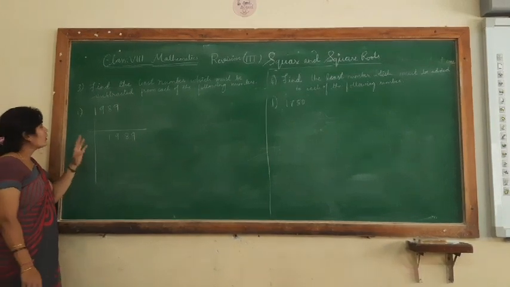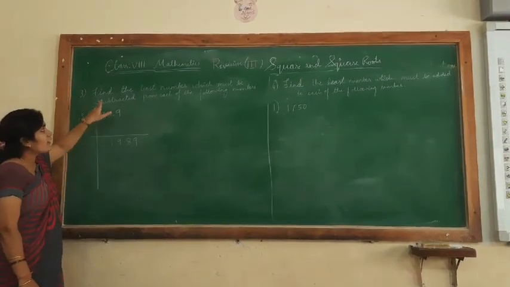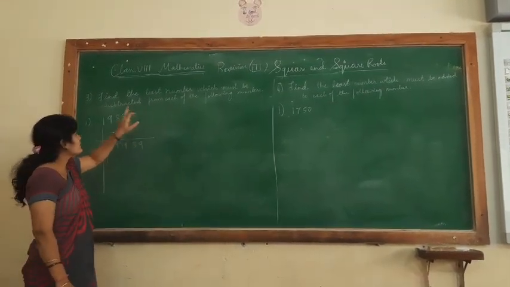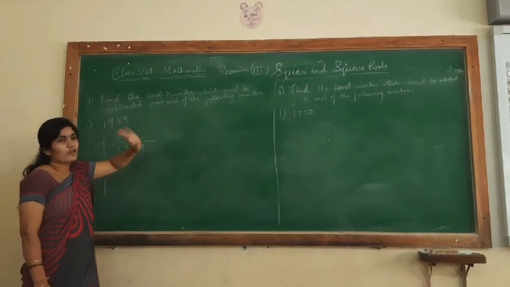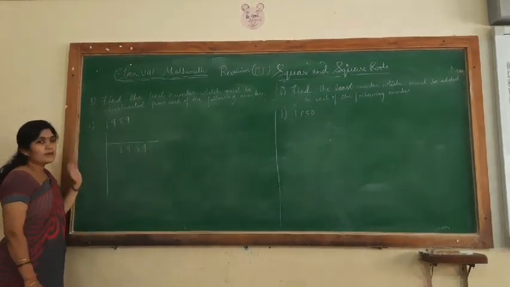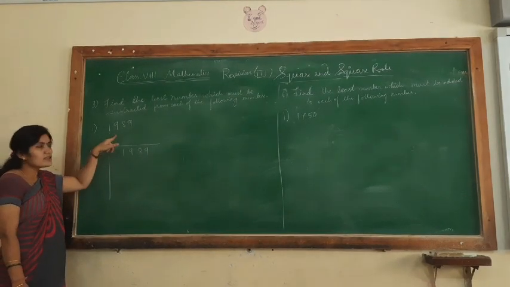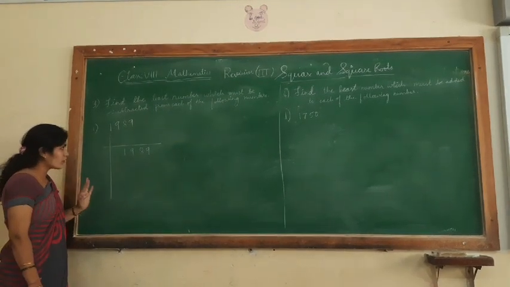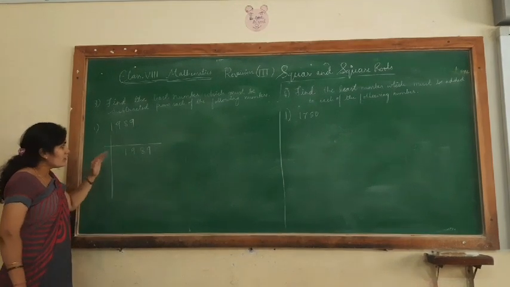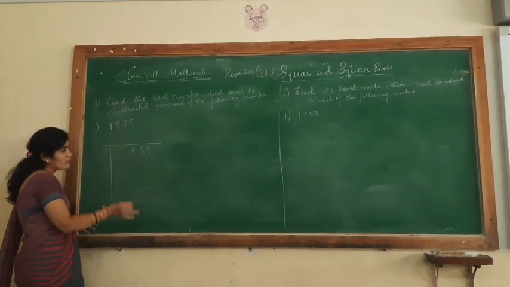Now let us move on to the next bit, that is the third one. Find the least number which must be subtracted from each of the following numbers. That means the given number is not a perfect square and you should subtract some number from this number so that you get a perfect square. First, by the division method, we will find out what is the remainder here.